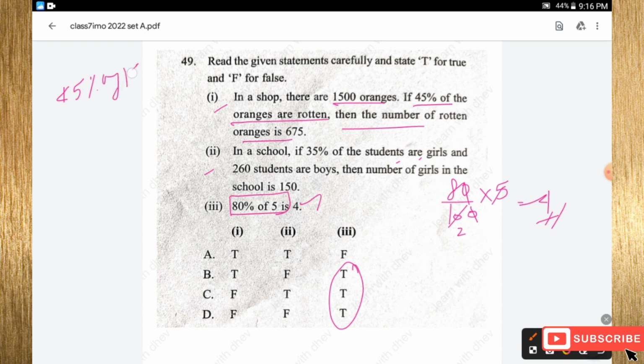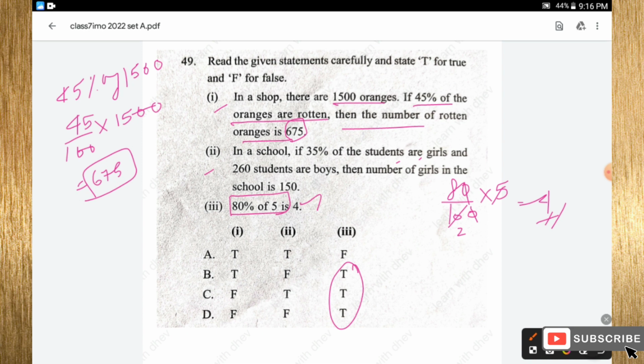So very simple. 45% of 1500 oranges, because they have asked you to find only the rotten oranges, right? So 45 by 100 into 1500, very simple. So 45 into 15. What is 45 into 15? Yes, 675. So statement 1 is true.